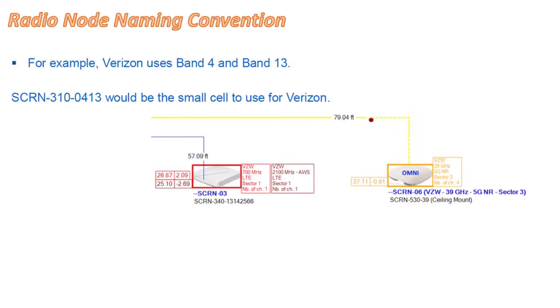And then we have the radio node naming convention. For example, in Verizon, they are using two bands, band 4 and band 13. So how do they name it? The first part is SCRN. SCRN is the Corning small cell radio node. Then we have this 310, which is the model number of the radio node. Then we have this 041. These are the last four digits in the name and represent the bands that the radio node will radiate. For example, SCRN-310-413 would be the small cell to use for this Verizon, right?